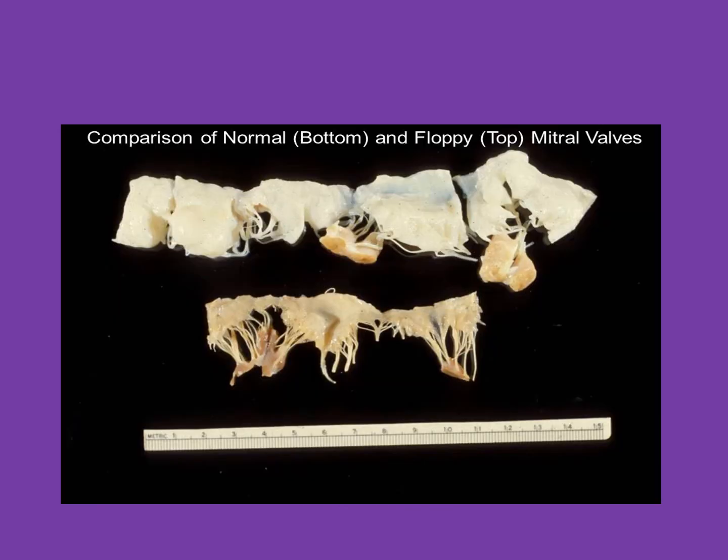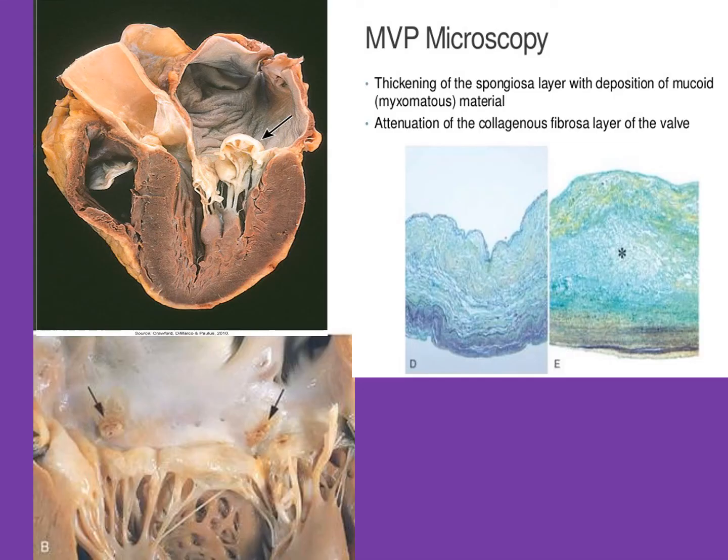So the floppy mitral valve here is a gelatinous, redundant structure. Microscopically, as I mentioned in the earlier slide, there's a thickening of the spongiosa layer with deposition of mucoid or myxomatous material, which can be best demonstrated by your elastic stain.